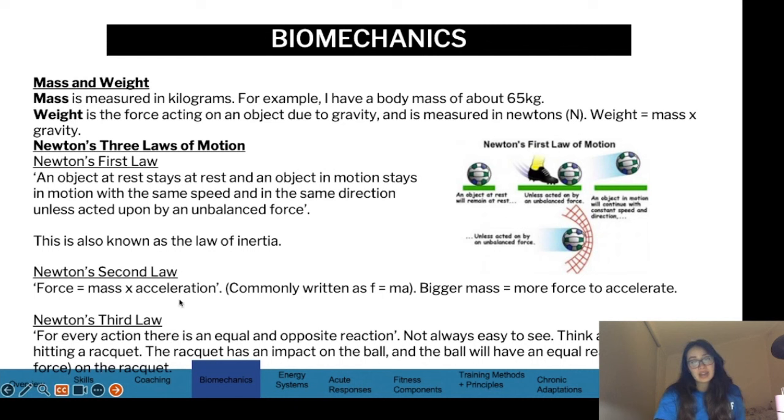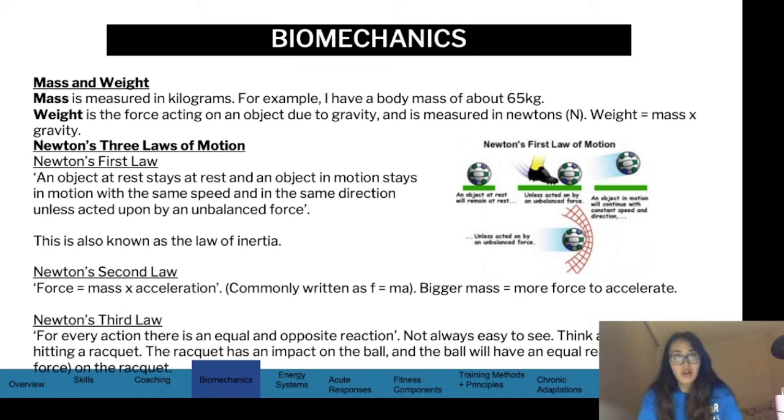For Newton's third law, it states that for every action, there's an equal and opposite reaction. It's not always easy to see, but we do have some examples. When you hit a tennis ball with a tennis racket, the racket has an impact on the ball, but the ball also has an equal and opposite reaction on the racket. But because the ball has a smaller mass and weight, you can't really observe that effect on the racket.